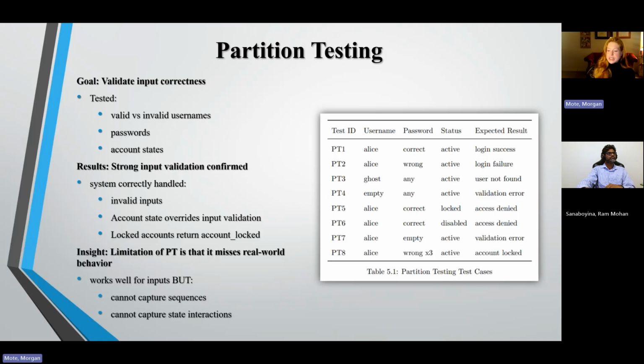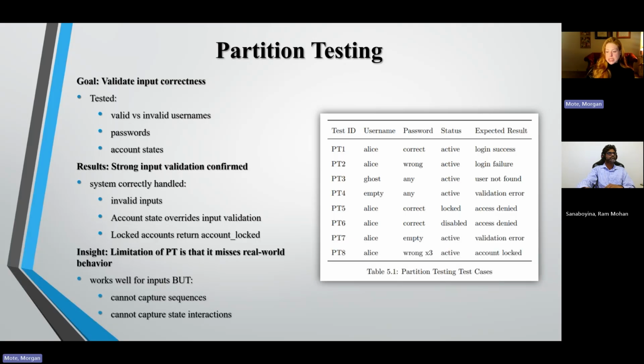The results of partition testing showed that the system correctly handles invalid inputs and enforces access restrictions based on account state. One important observation is that account state overrides input validation. For example, even when valid credentials are provided, a locked account still results in an access denial. This confirms that the system correctly prioritizes security constraints.